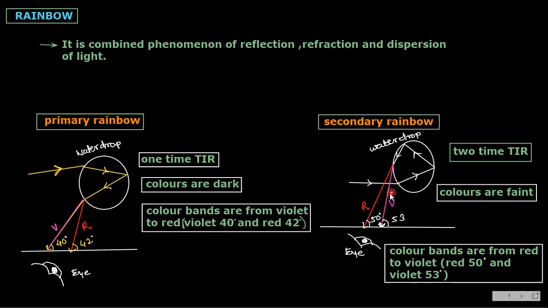But what is the case? Always violet to red, in between these layers will get formed. Understand? Above the primary rainbow, you will get the secondary rainbow. And these colors are very faint. Color bands are from red to violet. Understood this? Okay. So pause the video. Note down all the notes. Draw neat diagrams.